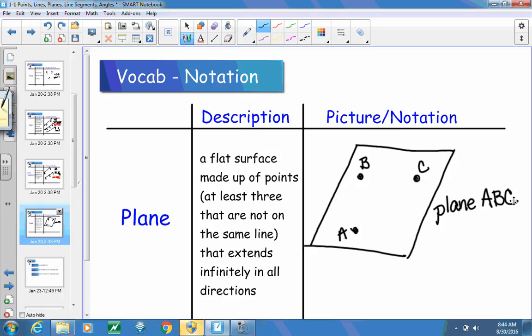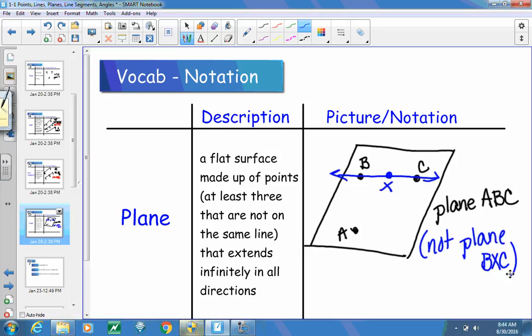That's why we do not use 3 letters with lines and line segments, because then it can get confused with a plane. Now, if I were to look at this plane right here, and I was to draw a line with A and C here, and let's say I put a point X on there, I cannot say that this is plane BXC.